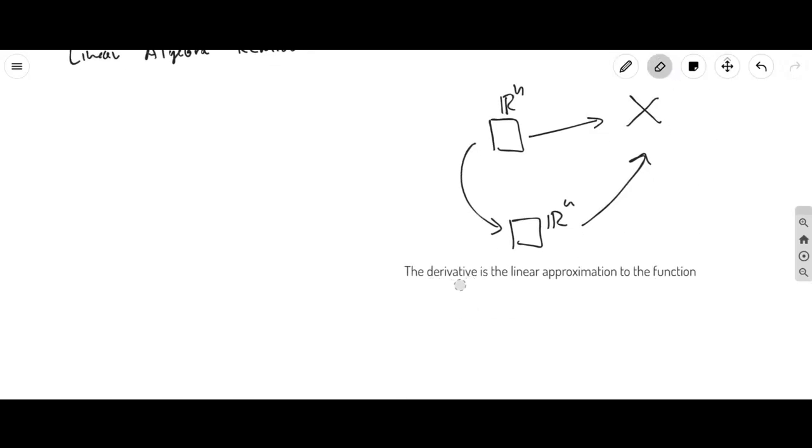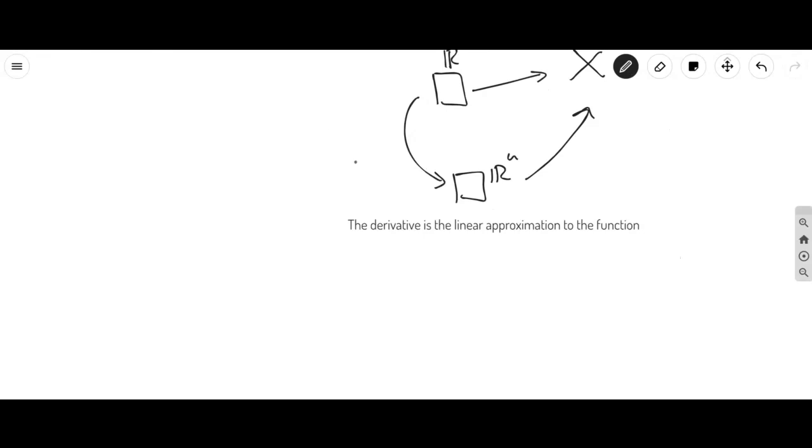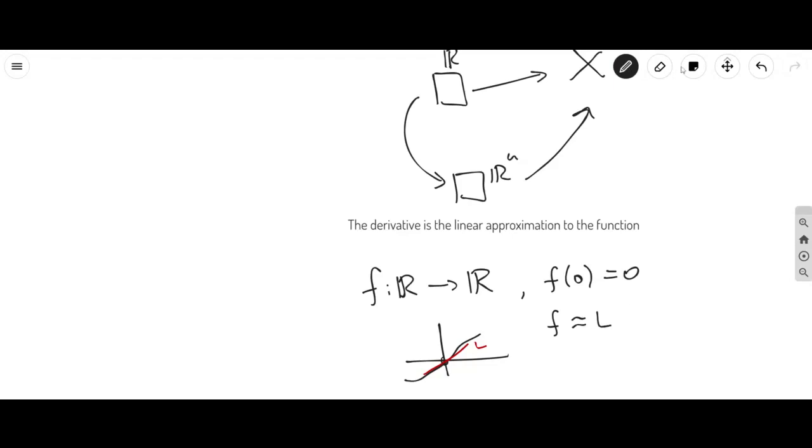is the linear approximation to the function. This is true in single variable calculus, and it's also true in multivariable calculus. Like in single variable calculus, if you just have a function from R to R, and the function is differentiable, let's assume that f of 0 goes to 0, so the origin stays fixed, and then your function is doing something. The derivative will give you that slope at the point, but then if you call that function, let's say L, for linear function, then the function f is approximated by the linear function. This is sort of like the best linear approximation to the function.